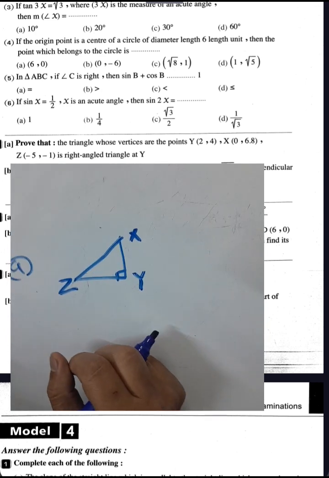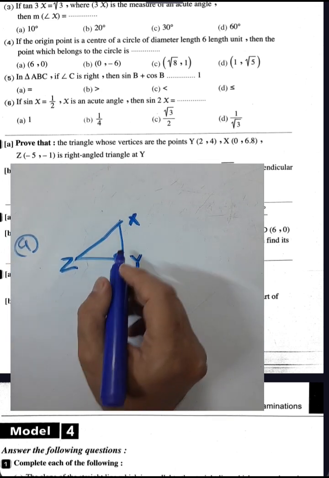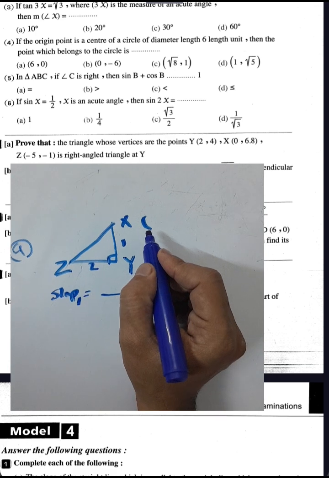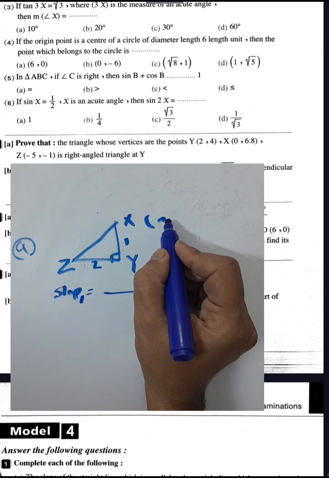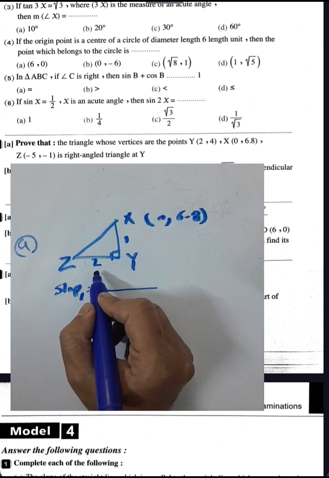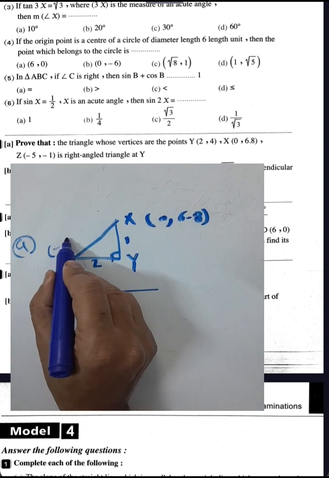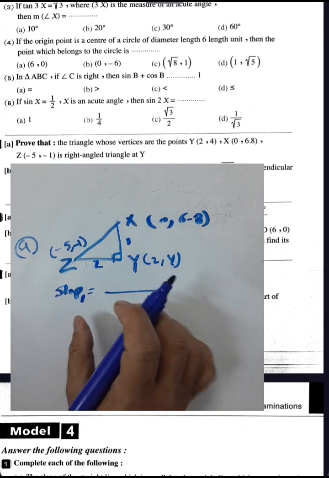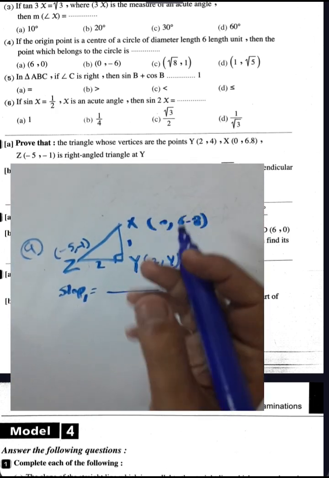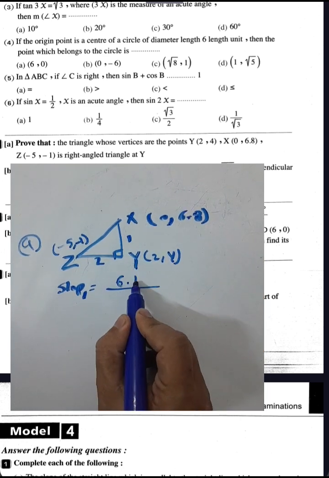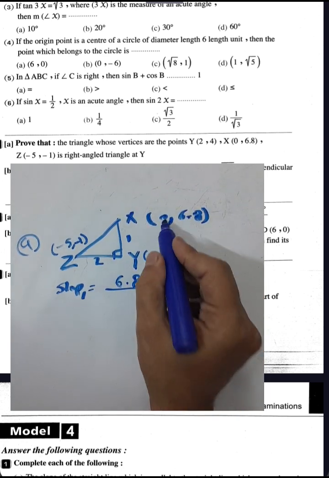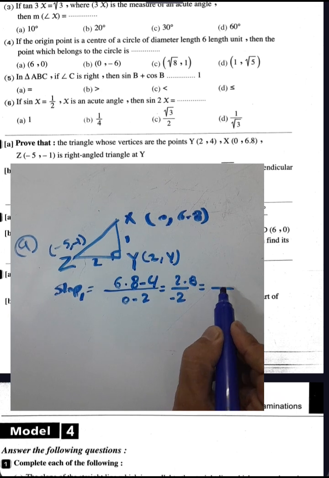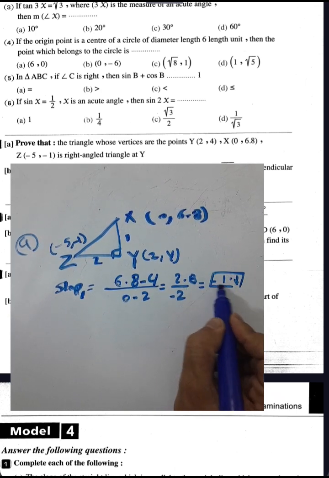What's the easy method? The easy method here is to find the slope of XY. We have point X at 0 and 6.8, point Z at -5 and -1, and Y at 1, 4. It's the easy method to find the slopes here, and the product between them equals -1. 6.8 subtract 4 over 0 minus 2. It will be 2.8 over -2. The result will be -1.4.